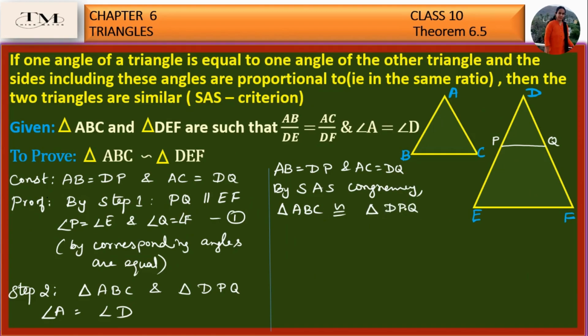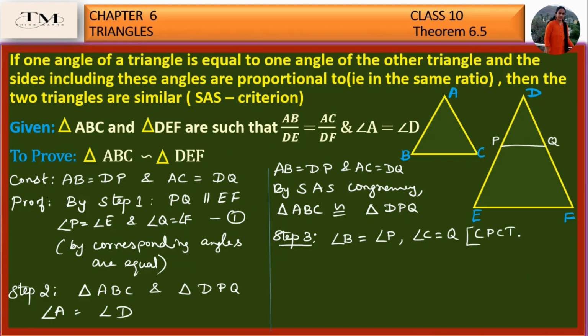So if they are congruent, then what happens? By corresponding parts of the congruent triangles, we have angle B is equal to angle P, angle C is equal to angle Q. So this is moving on to step 3. So if they are congruent, we will have angle B is equal to angle P, angle C is equal to angle Q. So that is CPCT.